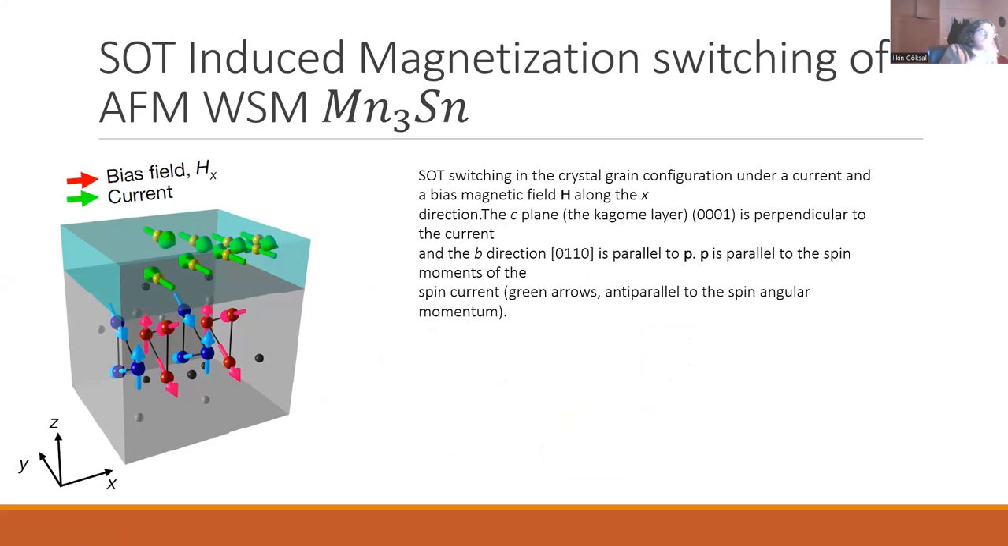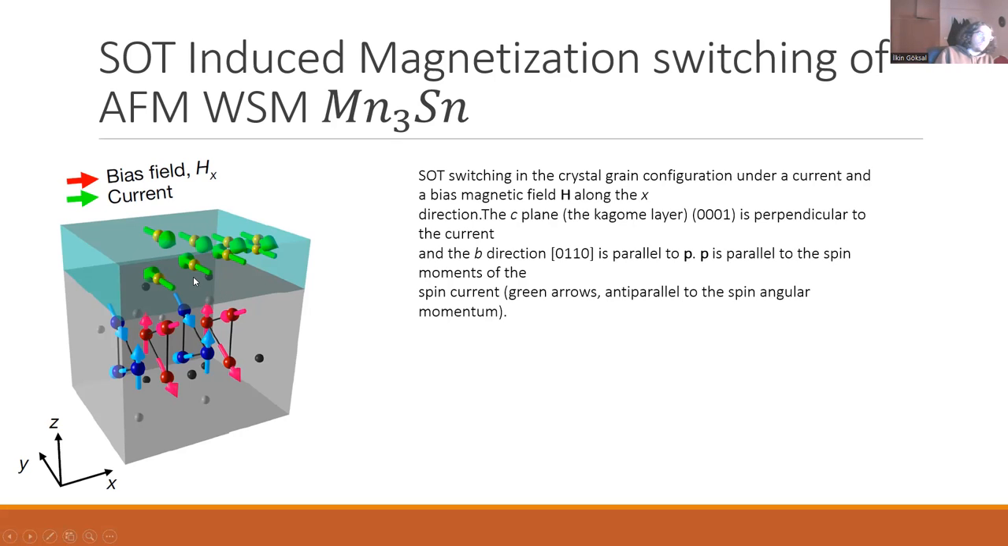And unlike our study, now they are also applying a bias field with the current to get the exotic Weyl semimetal property of obtaining a very large magnetoresistance and anomalous Hall effect when you have parallel electric field and magnetic field. So this is how the spin current works.